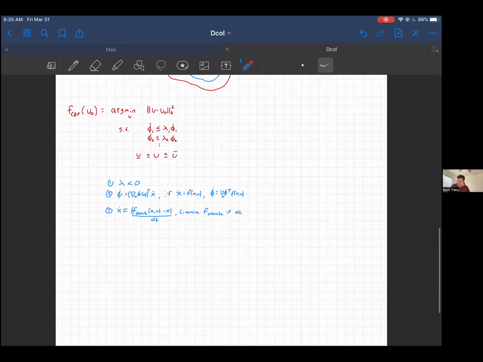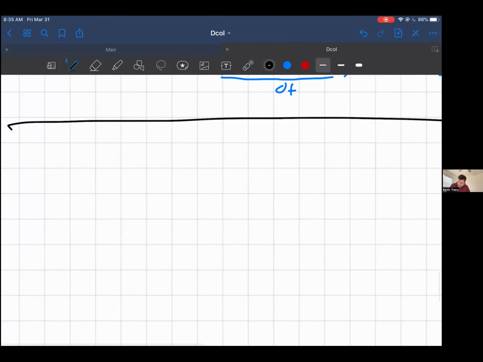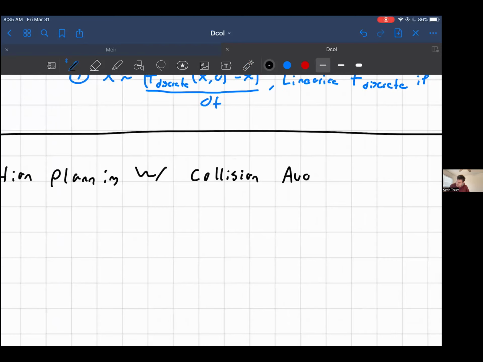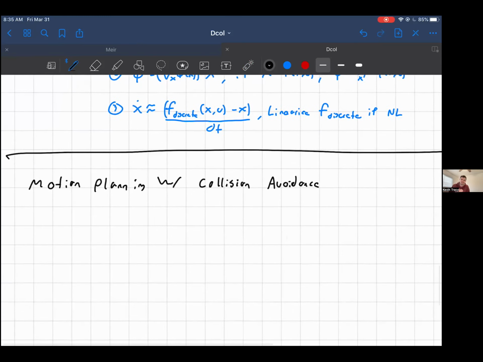And this brings us to the next thing we're talking about, which is the third approach: motion planning with collision avoidance. I feel like it's important to make the distinction between planning through collisions, like hybrid motion planning with contact, and what we're talking about today, which is just collision avoidance.